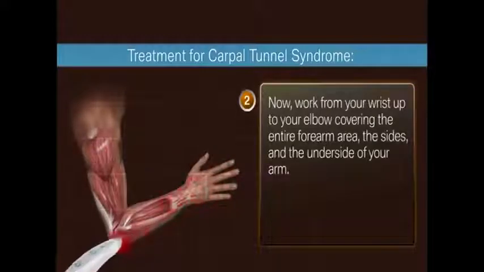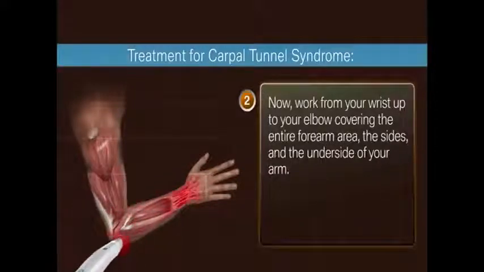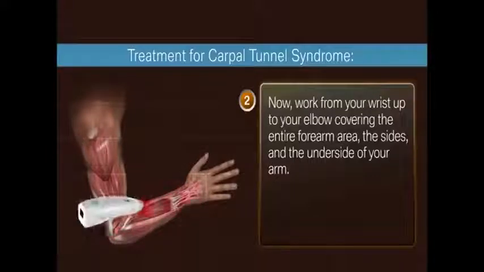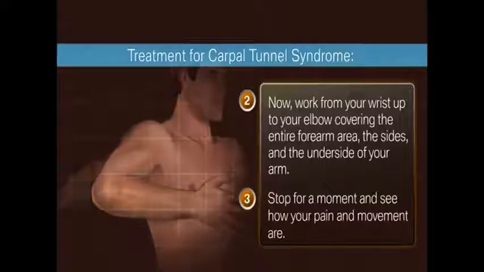Now work from your wrist up to your elbow, covering the entire forearm area, the sides, and the underside of your arm. Stop for a moment and see how your pain and movement are.